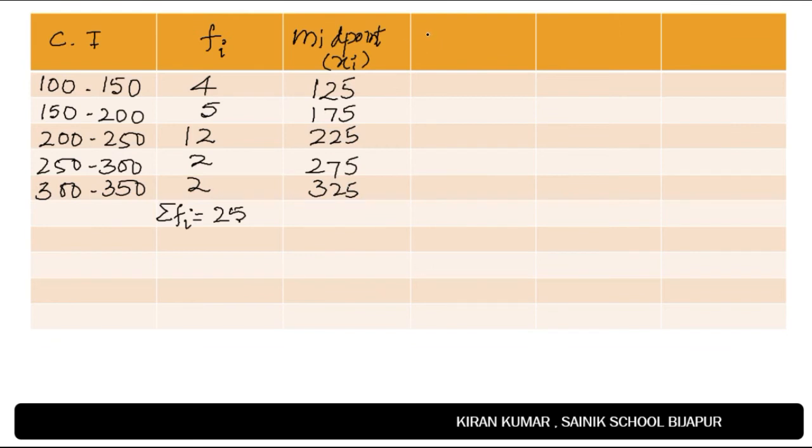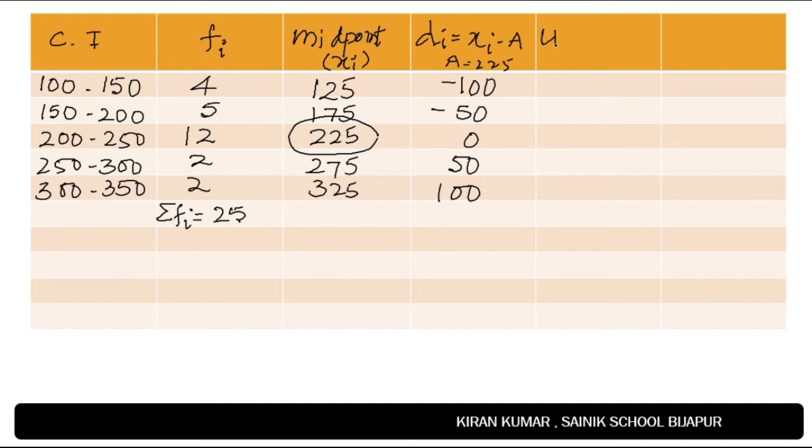Let's find out deviation first, then let's find ui values. Deviation is obtained by xi minus the assumed mean. Let me assume that 225 is the mean. So I've taken the value to be 225. Each time we subtract, we get minus 100, minus 50, 0, positive 50, and positive 100. Let's find ui. Ui is xi minus a upon the class size h. Here the class size is 50. So we get negative 2, negative 1, 0, positive 1, and positive 2.